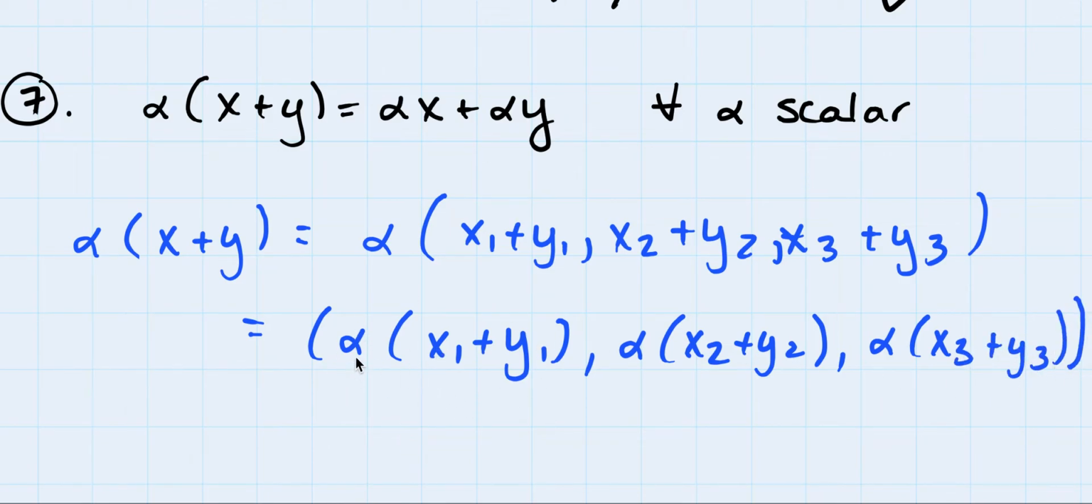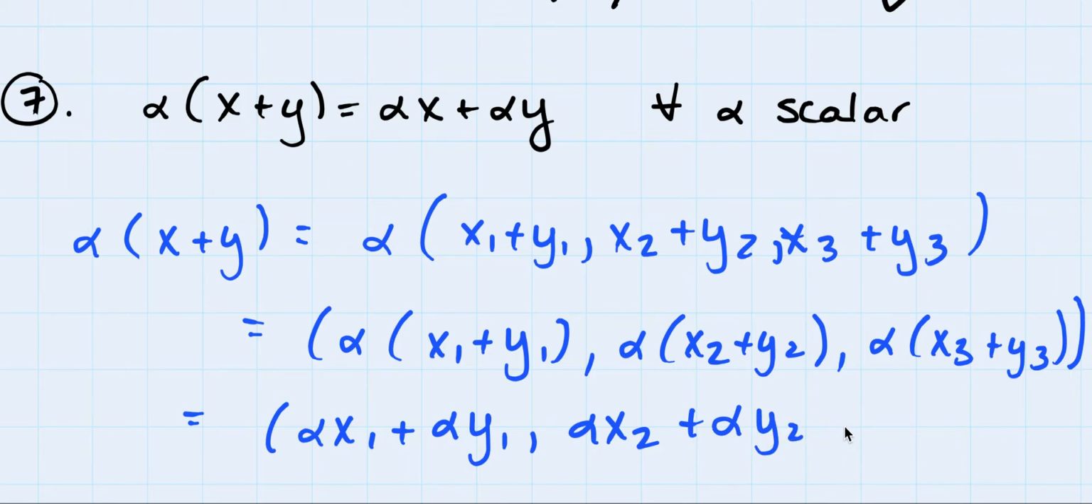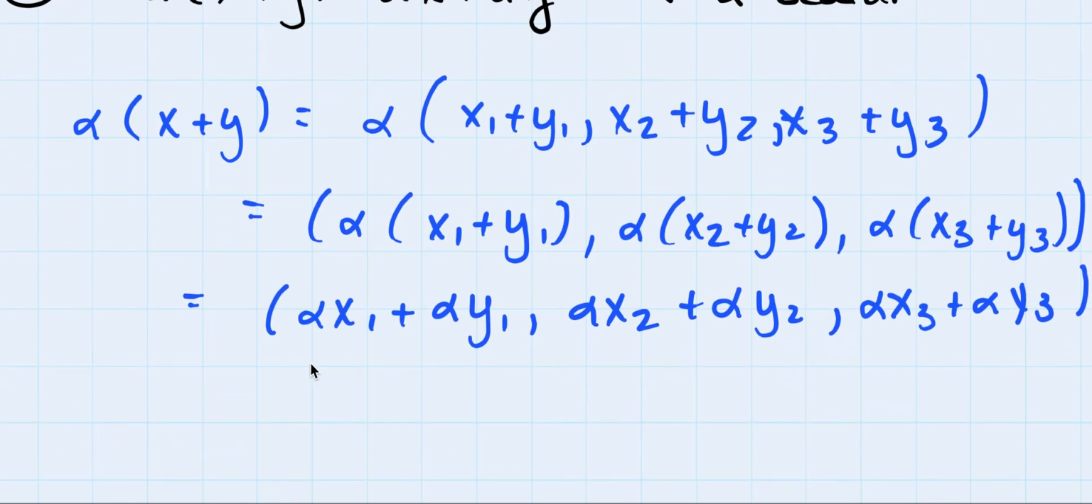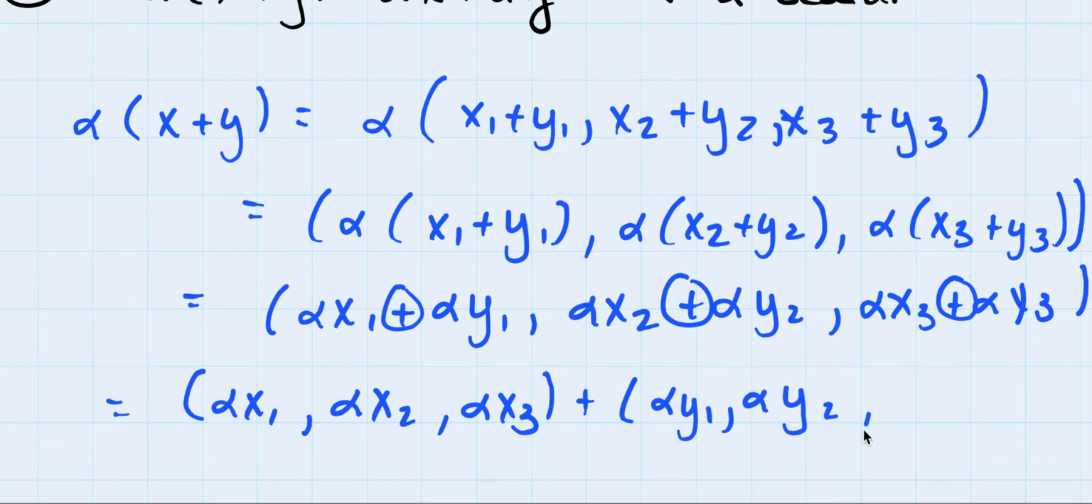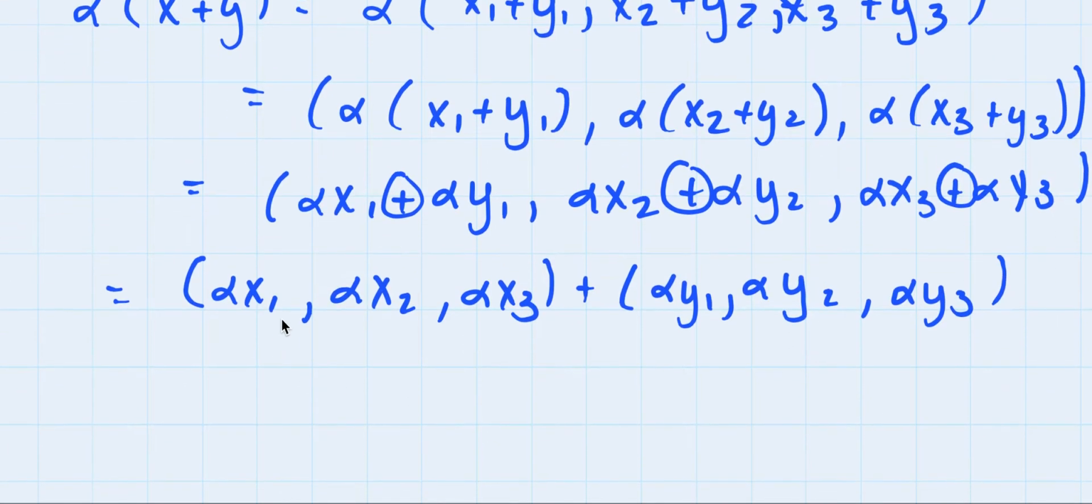And now, because we know that this distributes when it comes to real numbers, this is alpha x1 plus alpha y1, alpha x2 plus alpha y2, alpha x3 plus alpha y3. And then we have this sum, you can see. So this becomes alpha x1, alpha x2, alpha x3, plus alpha y1, alpha y2, alpha y3. And now this is the product of alpha with x, and this is the product of alpha with y.